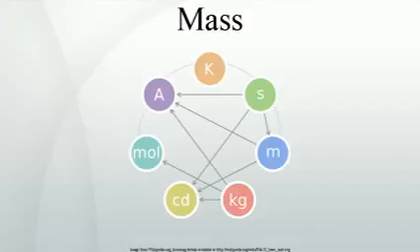Weight versus mass. In everyday usage, mass and weight are often used interchangeably. For instance, a person's weight may be stated as 75 kilograms. In a constant gravitational field, the weight of an object is proportional to its mass, and it is unproblematic to use the same unit for both concepts.